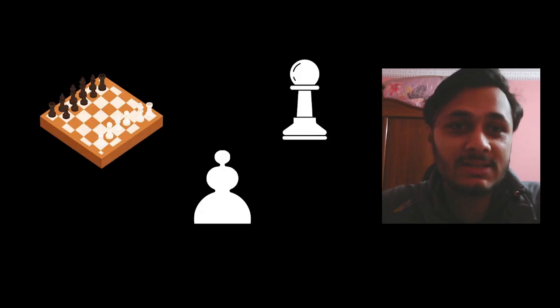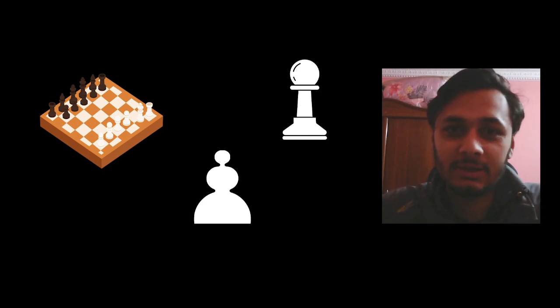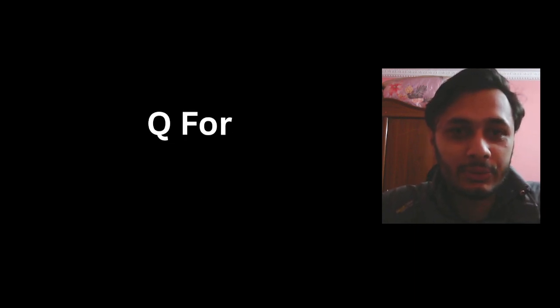So P for pawn. The 8 mightiest heroes that stand in front of your other materials. So that is called pawn. P for pawn. Okay, so we go to the next, Q.